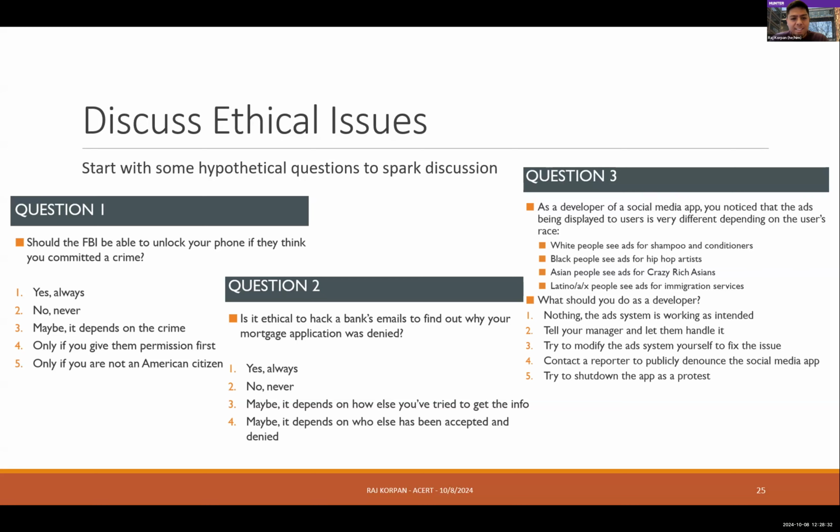There's no right answer to any of these questions, but the idea is to spark their interest and understanding that what you do as a software developer has an impact on other people.